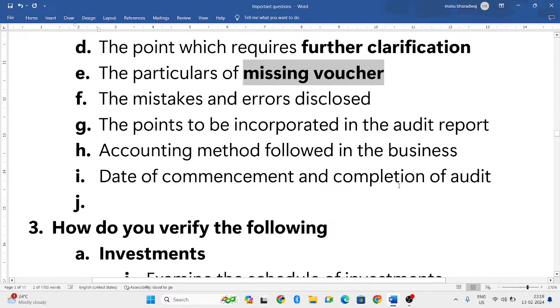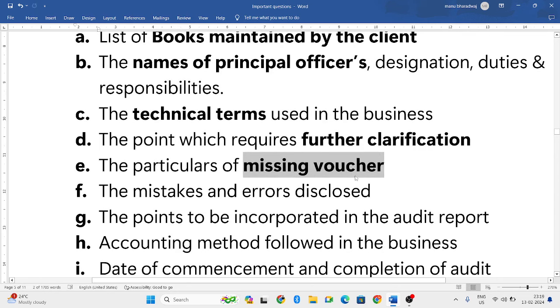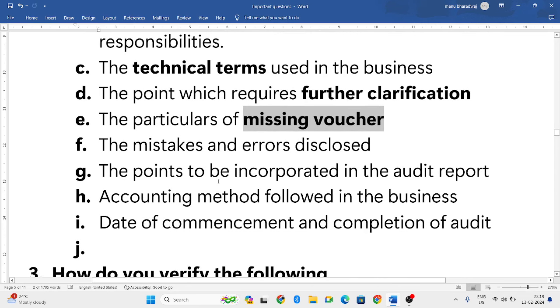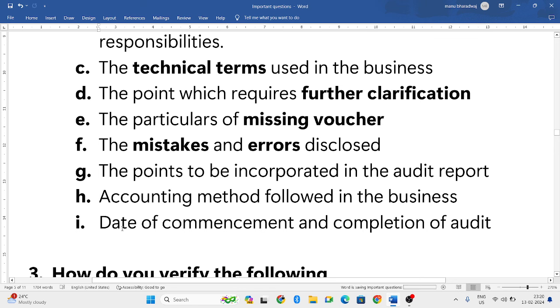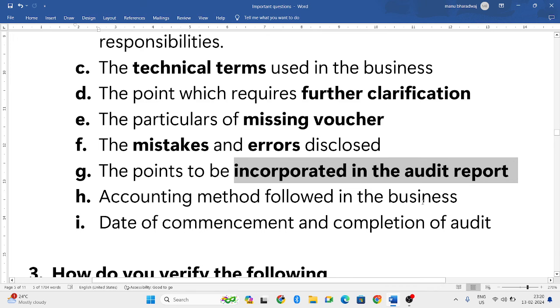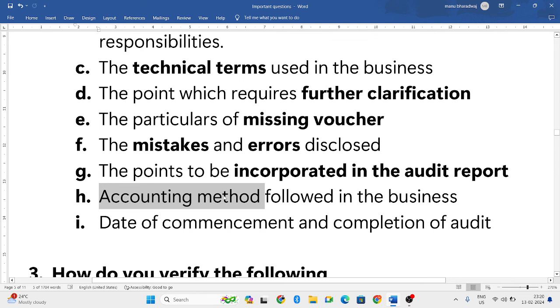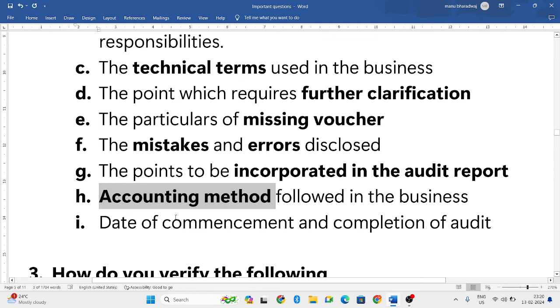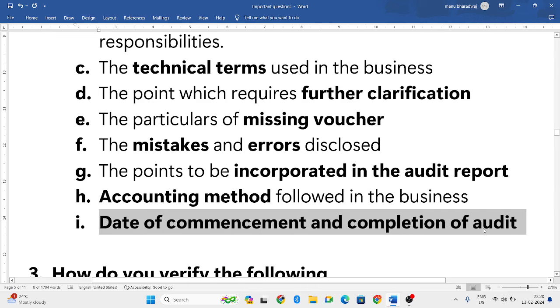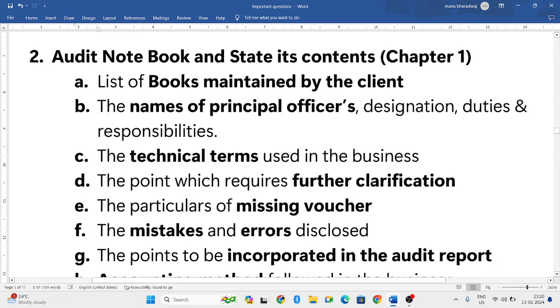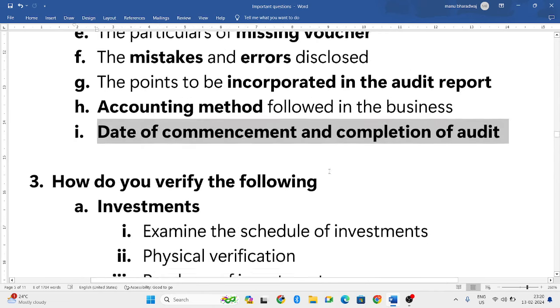Any voucher if it is missed out, that has to be taken care of. Next, any errors or mistakes the auditor has found out, that also will be there. Next, the points to be incorporated in the audit report. All the points you need to write in the audit report have to be mentioned in the audit notebook. Then the accounting method followed in the organization with the accounting policies they are following. Then date of commencement and completion of audit. All these contents will be there in the audit notebook. I have done a detailed video for this. You can even go through that detailed video.